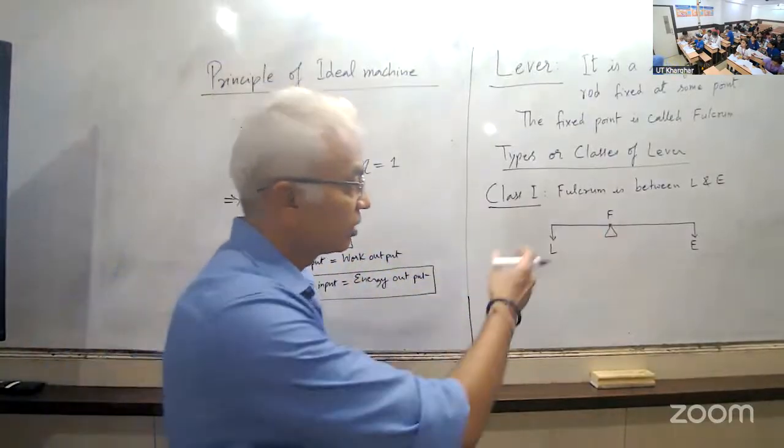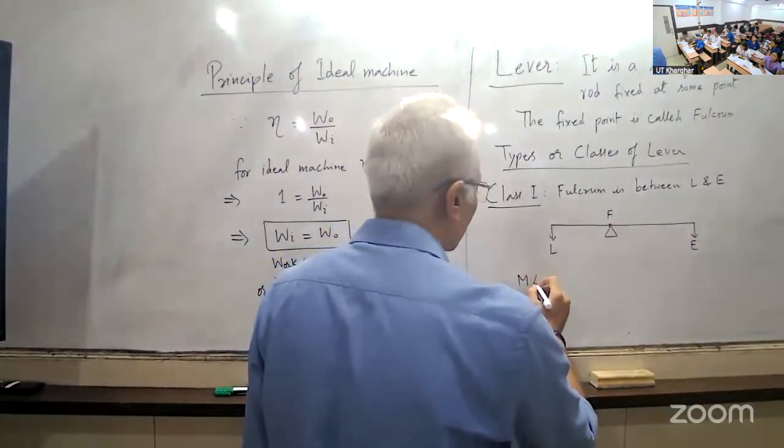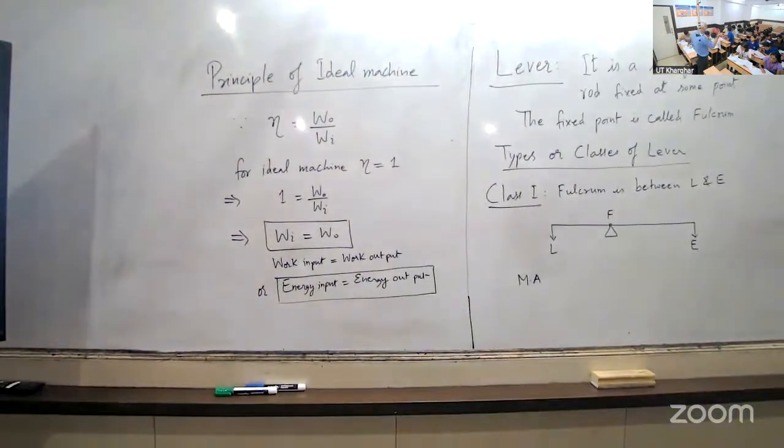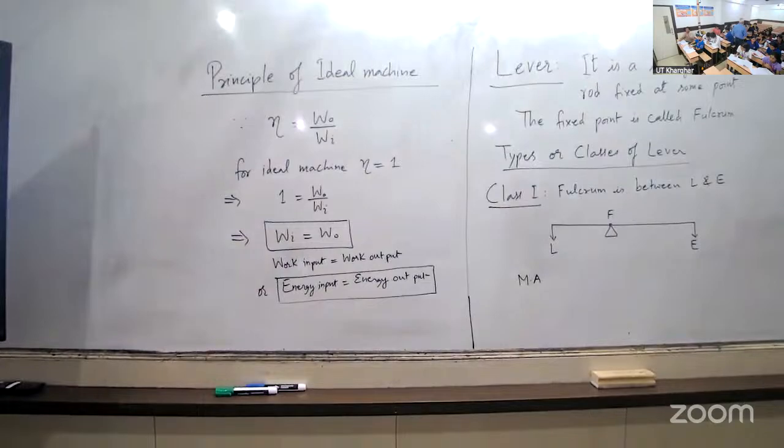So now what is the mechanical advantage for class 1 lever? Because this fulcrum could be anywhere. Depending upon the position of the fulcrum, MA in this case could be greater than 1, less than 1, or equal to 1.